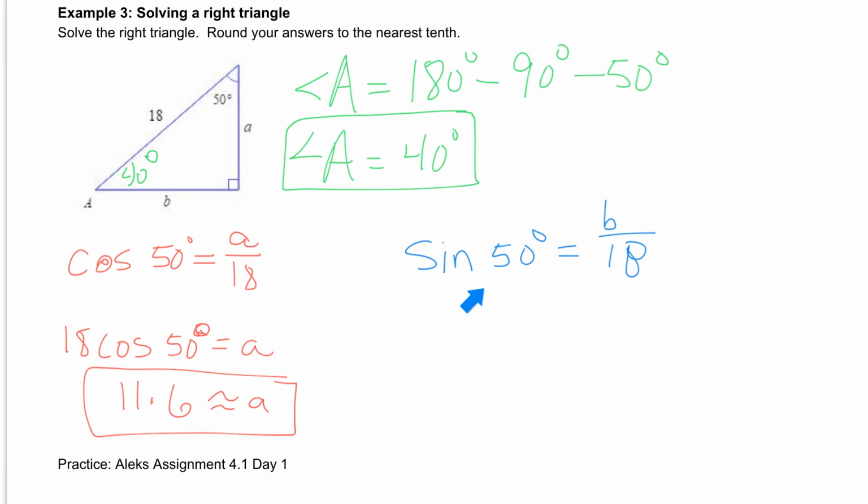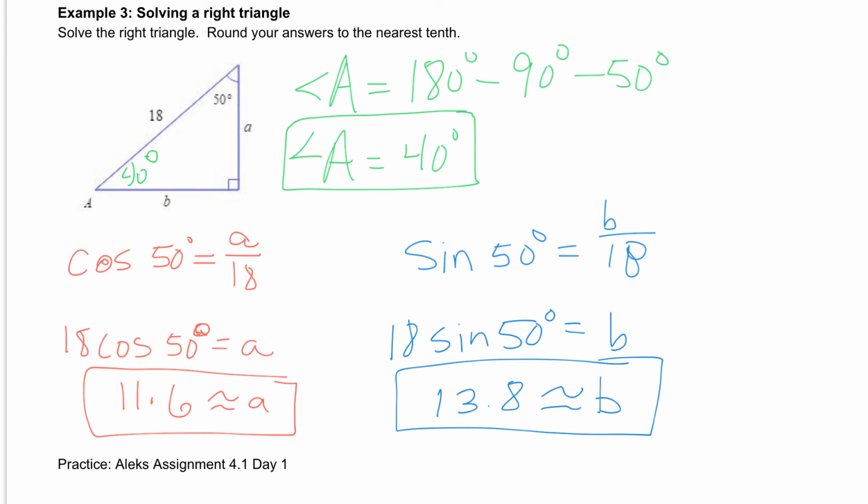Over here, though, if I solve for B, I need to multiply both sides by 18. So 18 times the sine of 50 degrees is equal to B. Plugging that in my calculator, I should get B to be approximately 13.8. So please check that as well. Make sure you're getting things typed into your calculator correctly. If so, you can move on to your homework. Otherwise, let me know if I can answer any questions for you.